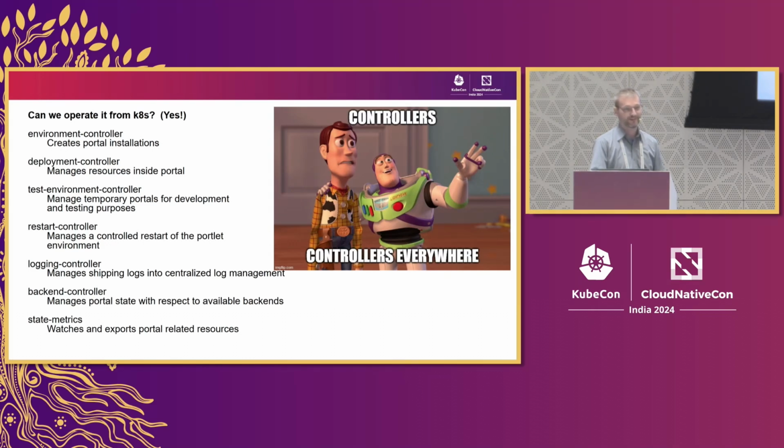We have a test environment controller. As I said before, developers want to develop, so we created a controller that can spin up this type of temporary environment for them, with all the necessary outside connections to the backends. We created a restart controller. It turns out restarting this type of portal server is not as easy as pressing the Kubernetes rollout button. There are pre-steps to shut them down in a proper way. The pods have to be restarted in a specific order, and afterwards we have to do some post-processing to make them join again.